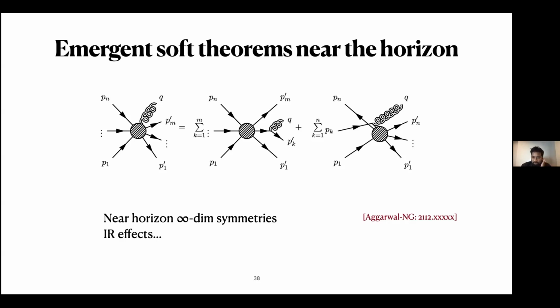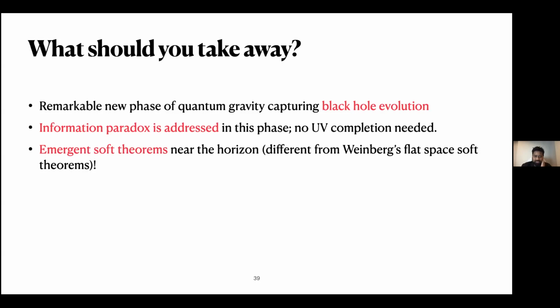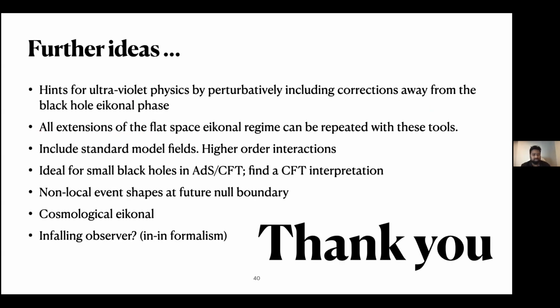So let me conclude. What should you take away from what I said so far? So there seems to be a remarkable new phase of quantum gravity that captures black hole evolution. The information paradox is apparently addressed in this phase, and there's no UV completion needed for this specific problem. There are also emergent soft theorems near the horizon that are different but akin to Weinberg's flat space soft theorems that seem to emerge. There's probably a lot more to be explored. Here are a bunch of ideas that one can consider.